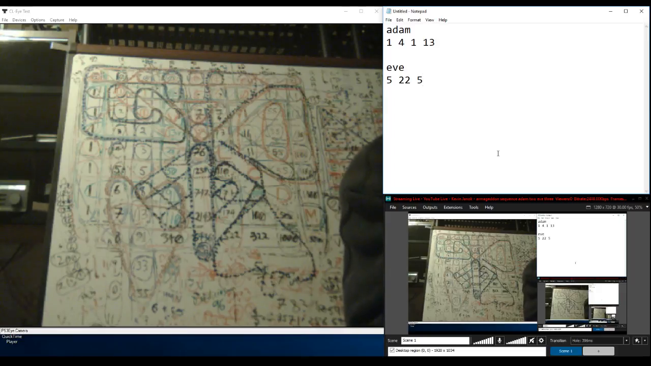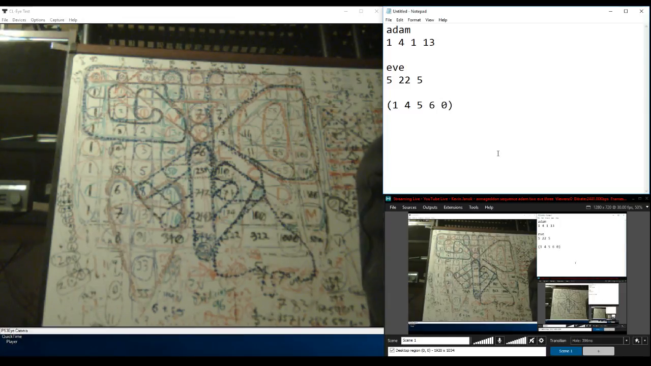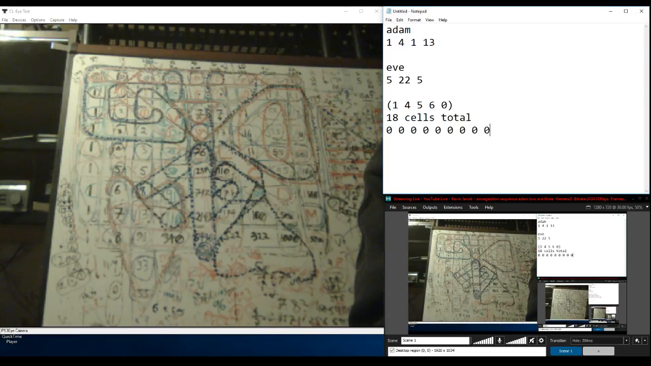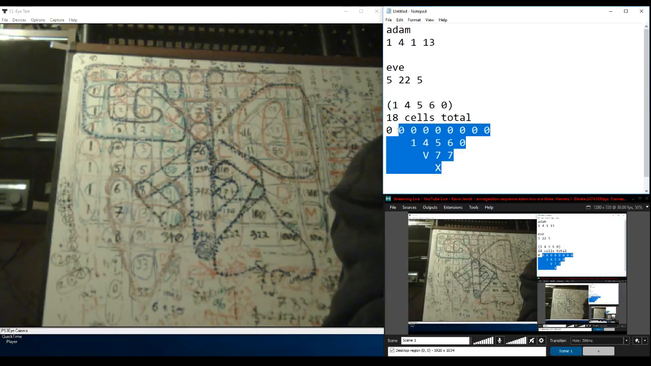Now, if we know that Armageddon is a sequence of 1, 4, 5, 6, 0. But we know that Armageddon is 18 cells total, which would be 1, 2, 3, 4, 5, 6, 7, 8, 9, right? 9. And then you're going to have a 1, 4, 5, 6, 0. And then you're going to have a V, 7, 7. And then you're going to have an X. Okay? These are the 18 cells of Armageddon.